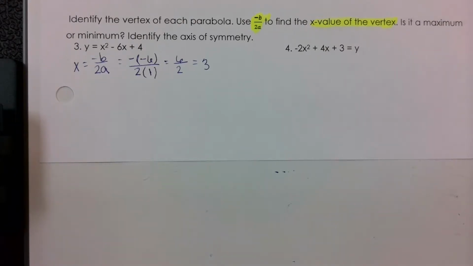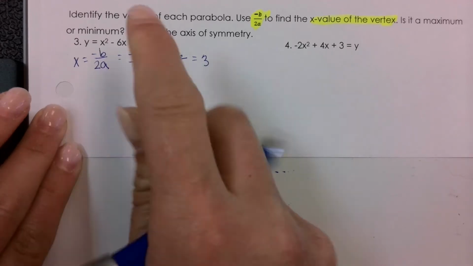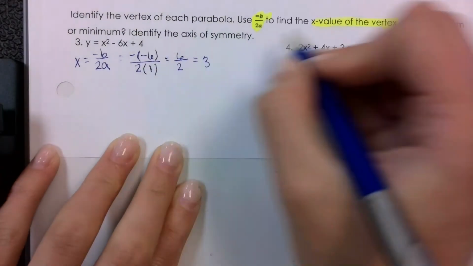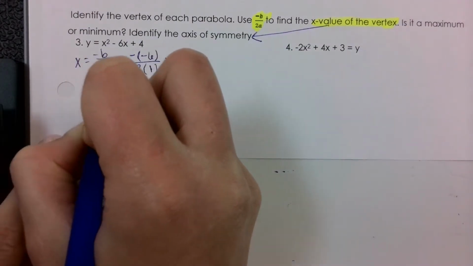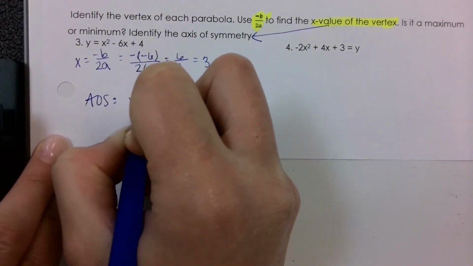That's going to help you find an x. Is it a min or a max? Is it an axis of symmetry? So, we can already have our axis of symmetry, right? Because that's just the x value of your vertex. And draw arrows, we got that. So, I'm going to say AOS. And it's always going to be x equals.